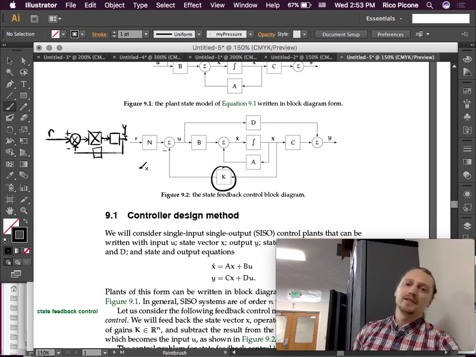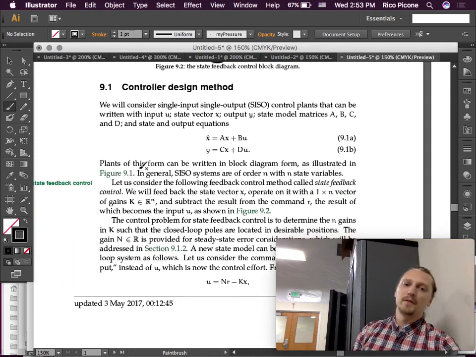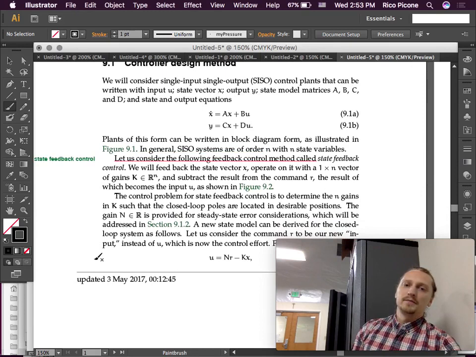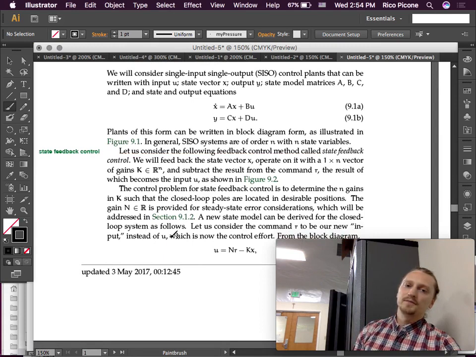All right. So that's how this compares to what we've been doing. Good. The control problem for state feedback control is to determine the n gains in K such that the closed loop poles are located in desirable positions. The gain n, which is a real number, just a constant, is provided for steady-state error considerations, which will be addressed in the next subsection.